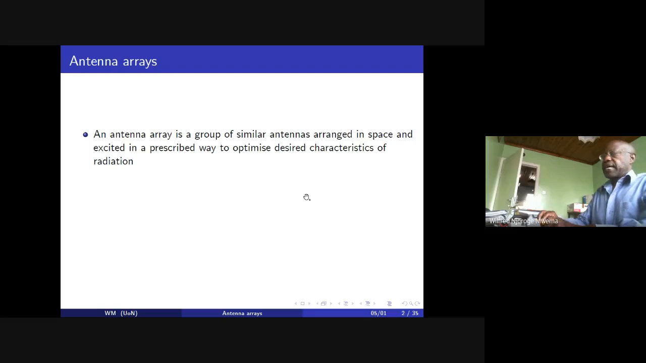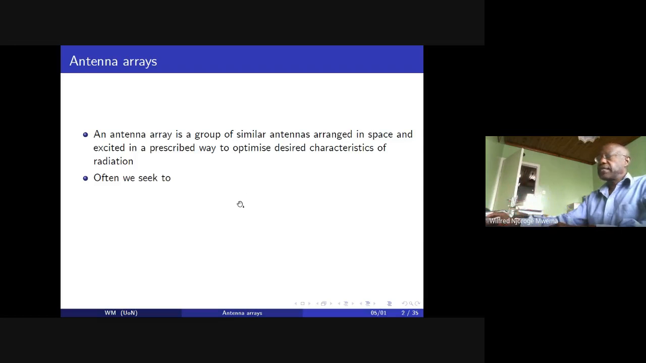So an antenna array is a group of similar antennas that is arranged in space and excited in a prescribed way to optimize the desired characteristics of the radiation. One, the most important being the directivity. We want to maximize the directivity of that particular antenna system. And two, we may want to minimize the back to front lobe radiation ratio.